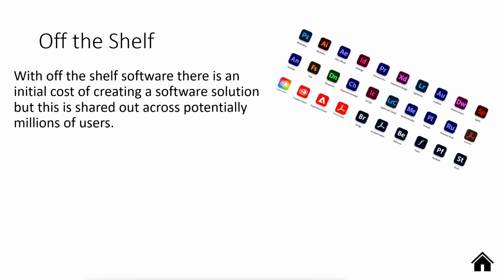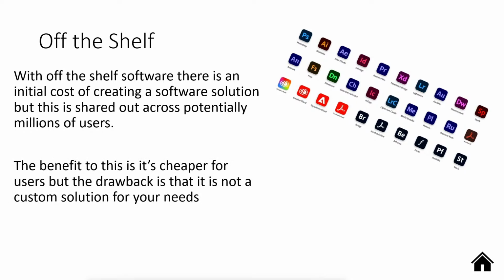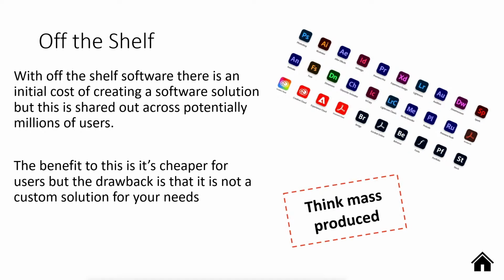So there we are. With off-the-shelf software, there's an initial cost, and we spread the cost out across the millions of users. So they price it at a point where they have to make a threshold, and then everything after that is profit. So the good thing is we all share the cost. The benefit is it's cheaper for the users, but the drawback is it's not a custom solution for your needs. So think about mass-produced software.